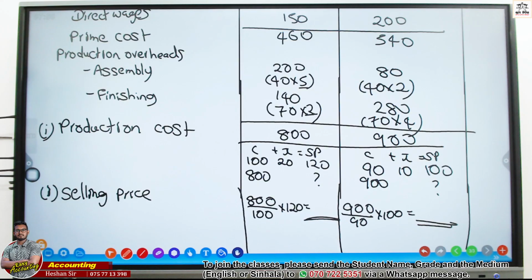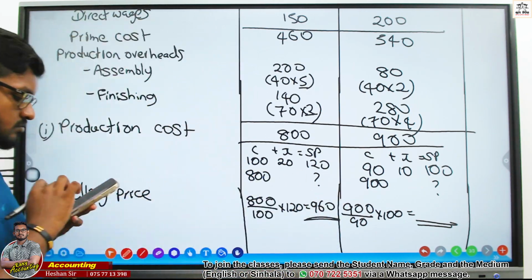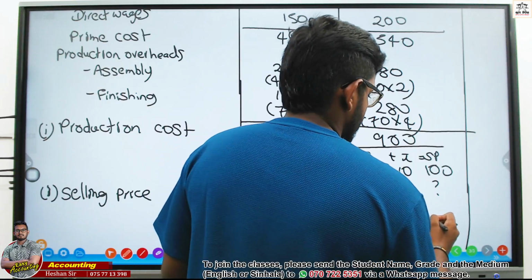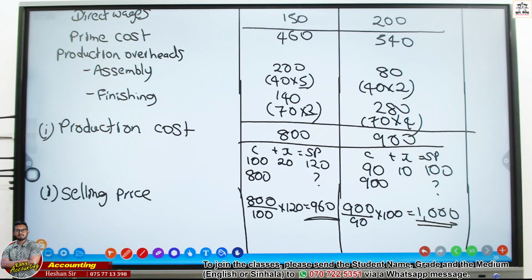You can take 800 divided by 100 multiplied by 120, that is 960. 900 divided by 90 multiplied by 100, that is 1000. Selling price.